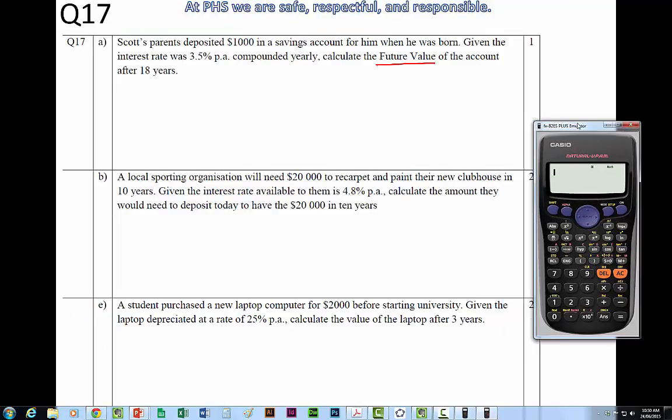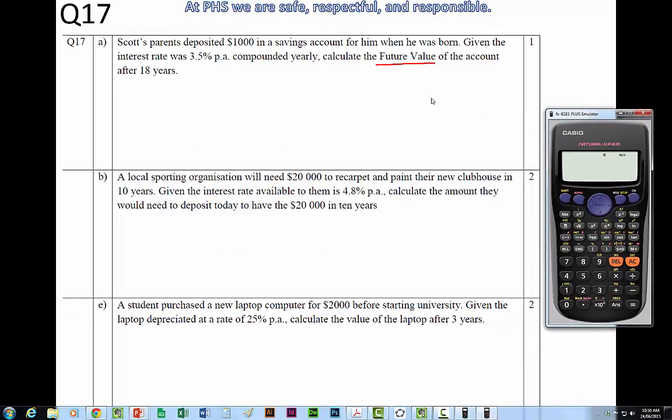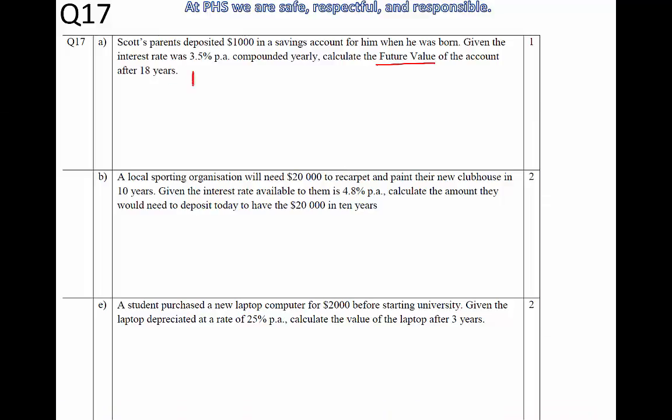All right, cool. So we've got Scott's parents. They put $1,000 away when he's born, thinking he'll have a nice 18th present when he gets there. So when we're using a formula, first thing you need to do is write it down. Okay, so FV equals PV(1 plus R)^n. Now, this formula was written earlier in the test.